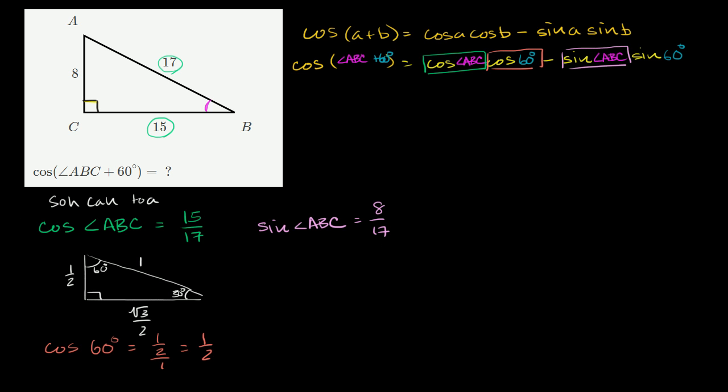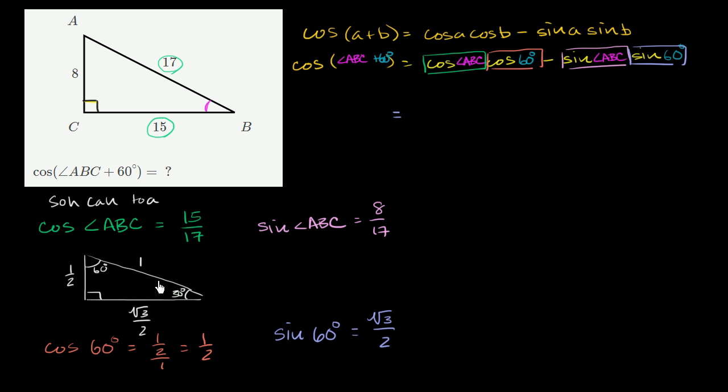And then finally, we need to think about what the sine of 60 degrees is. Well, if we're at the 60-degree side of this right triangle, opposite over hypotenuse, so square root of 3 over 2 over 1, which is just square root of 3 over 2. So we have all of the information we need to evaluate it. This was the sine of 60 degrees.